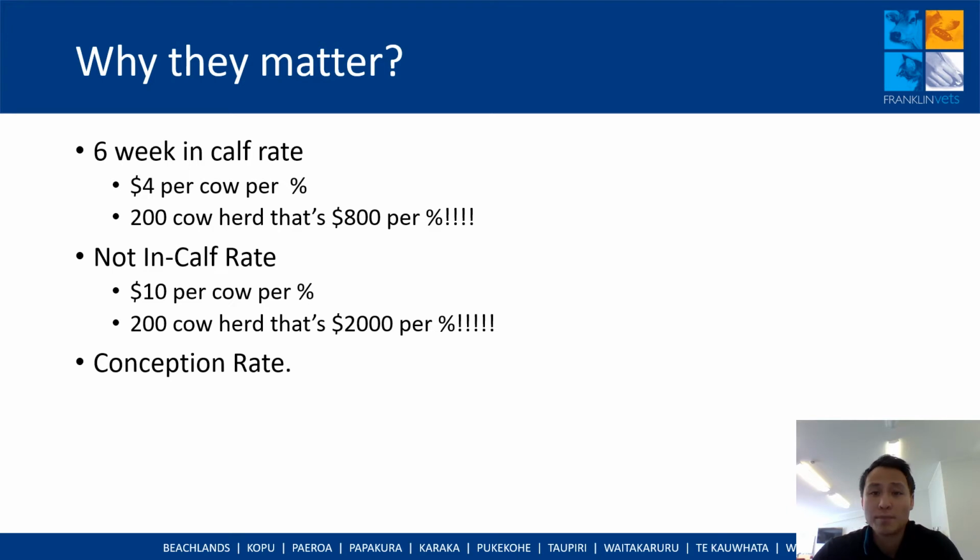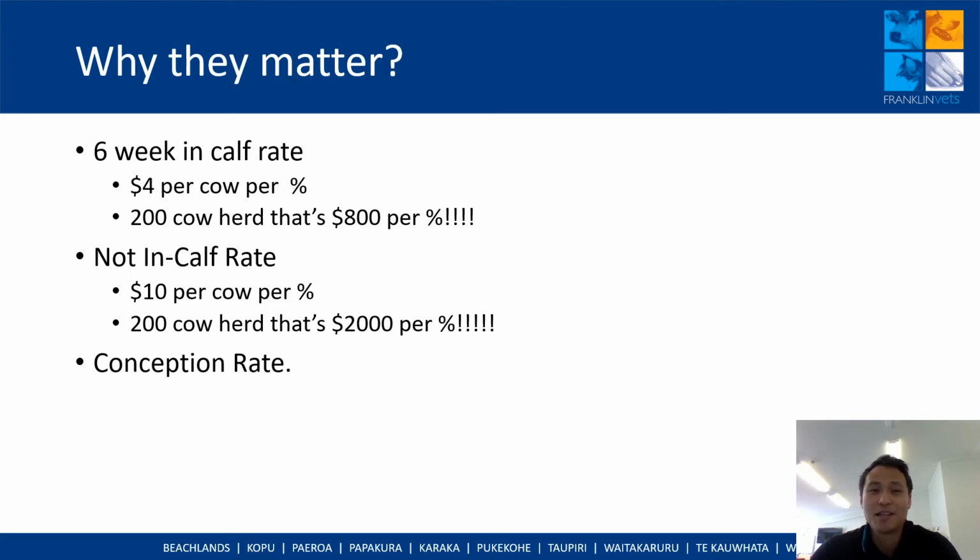So why do these matter? Both our submission rate and our non-return rate are key drivers of our 6-week in-calf rate and our empty rate. If your submission rate is low, you can't achieve a good 6-week in-calf rate, and if your conception rate is low, then the cows you're putting up aren't getting in-calf. So for every percentage point lower of our 6-week in-calf rate, that's costing us around $4 per cow. So for a 200 cow herd, that's around $800 per percent.